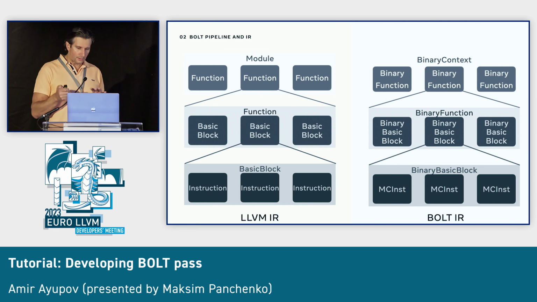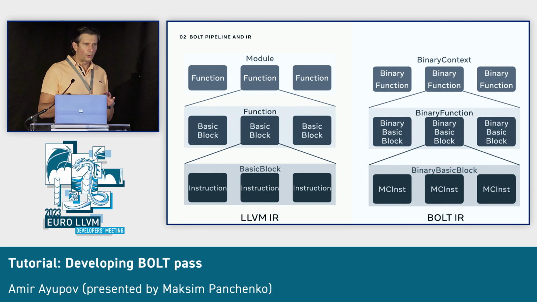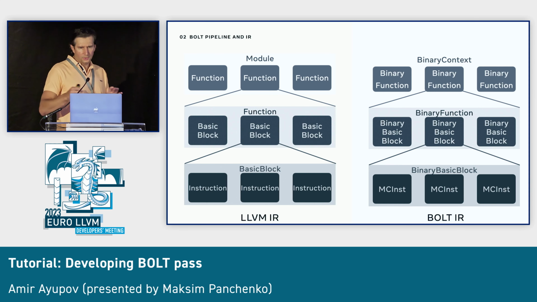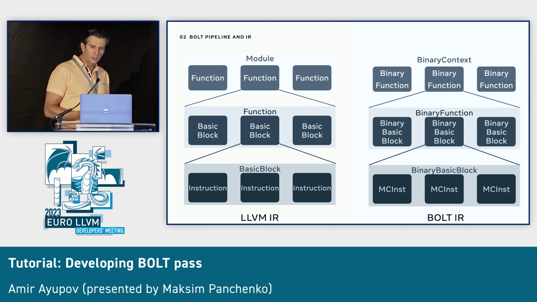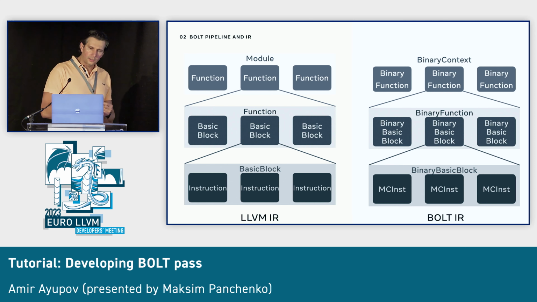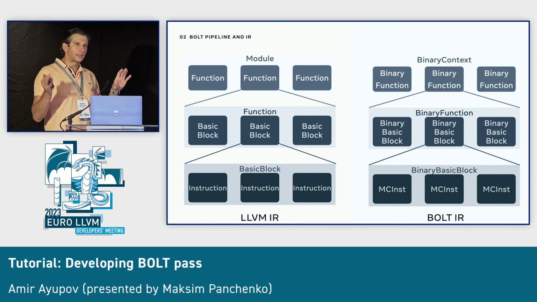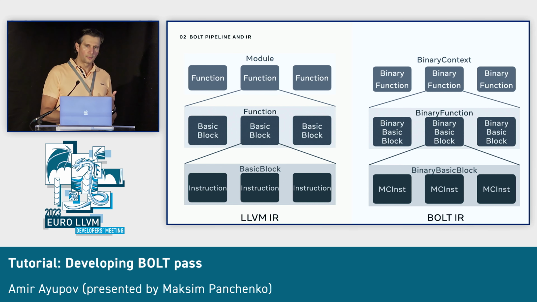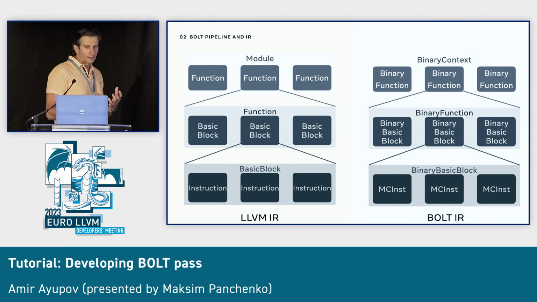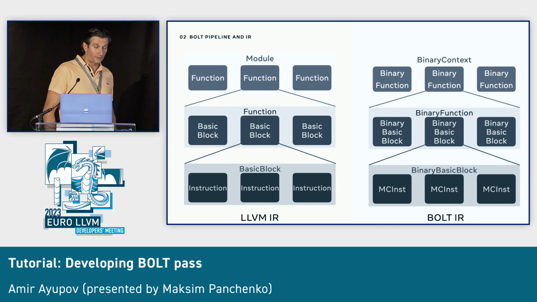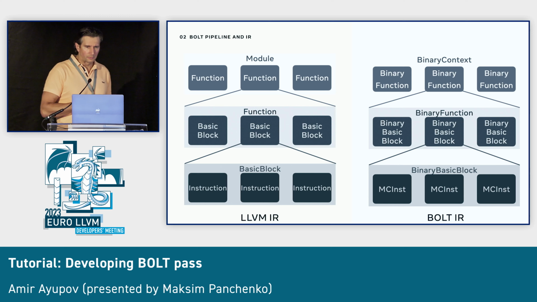Before going into details of implementing a pass, let's look into BOLT IR, because this is what we'll be working with. This picture shows LLVM IR next to BOLT IR, although you shouldn't compare them directly because BOLT IR is very low level. It operates on MC instructions with some extensions. If you look at the binary, we represent it with a binary context, which is a set of binary functions. Every binary function further consists of basic blocks, each of which consists of instructions. It's kind of obvious, but worth mentioning.